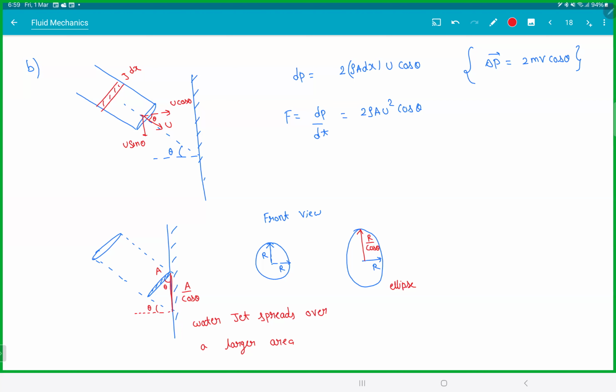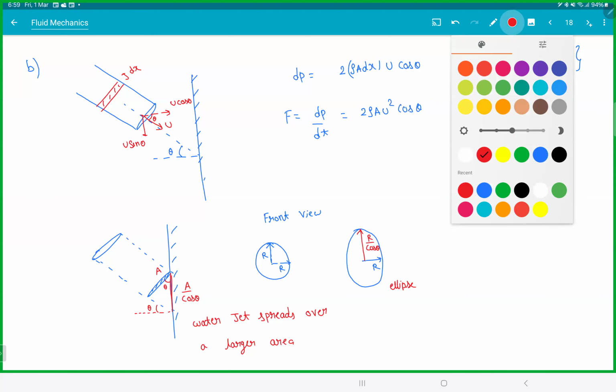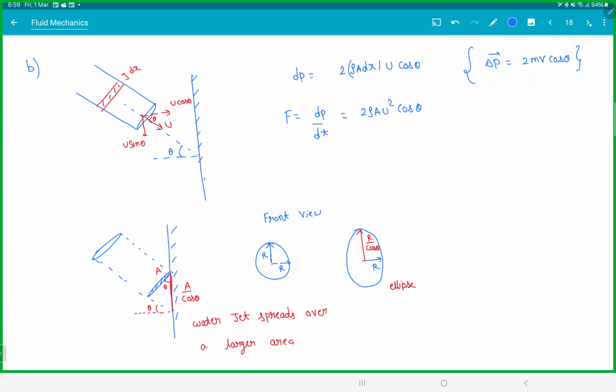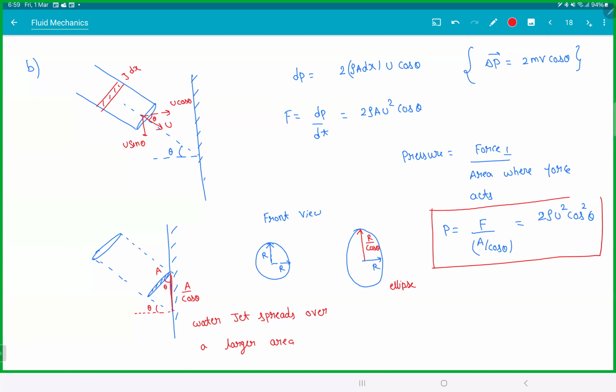The water spreads out in one direction. On the other side, the width will remain the same, but the height will increase. That's why the area becomes A by cos theta, not A by cos square theta. So pressure is, most people make this mistake here, force perpendicular by area where the pressure force acts. So pressure is not force by area, it is force by A by cos theta. The water jet will spread and hit a bigger area. So the pressure becomes 2 rho u square cos square theta. Quite an important result, right? Most people will write cos theta, F by A, and come. So be careful with that.